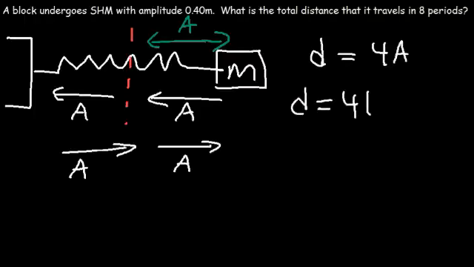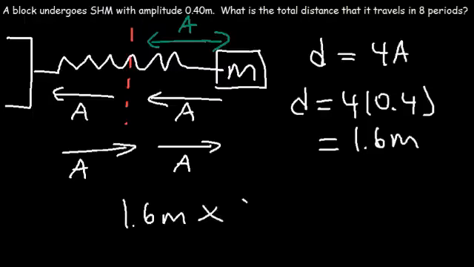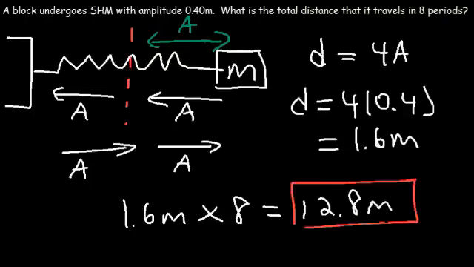So 4 times 0.4 is 1.6 meters. So in one period, it's going to travel a distance of 1.6 meters. In 8 periods, it's going to be 1.6 times 8, which is about 12.8 meters. So that's the total distance that the block will travel in 8 periods.